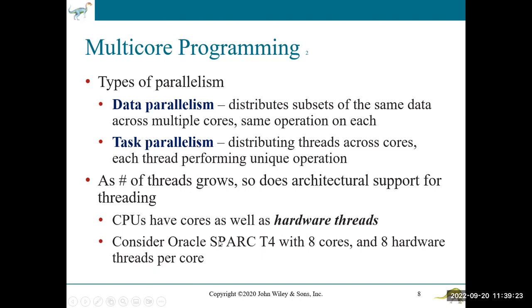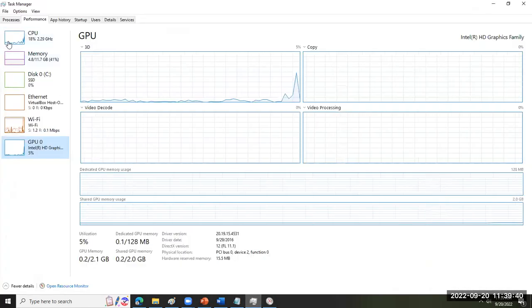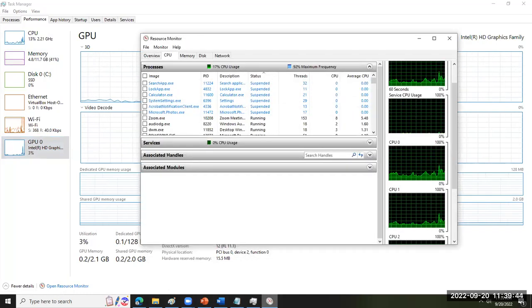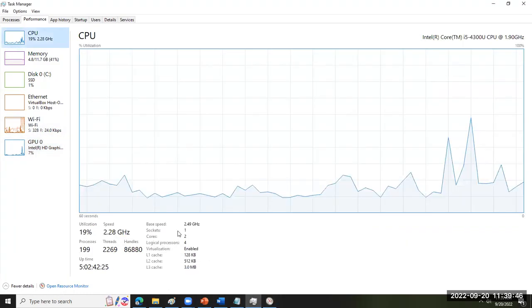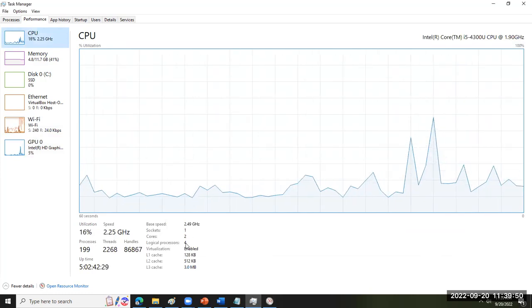The Spark workstation has custom chips that are designed in Silicon Valley with 8 cores and 8 hardware threads per core. Now, we just showed you a case with Intel. That's resource monitor CPU. How many logical processors do I have for 2 physical cores?